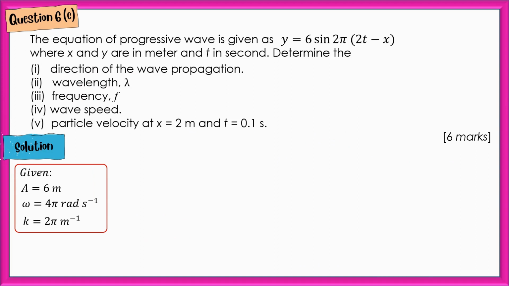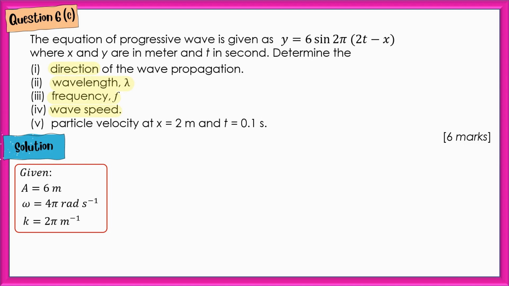For question number 6c, the equation of a progressive wave is given as y equal to 6 sin 2 pi times (2t minus x), where x and y are in meter and t is in second. First part, we will determine the direction of the wave propagation, the wavelength, frequency, and the wave speed.